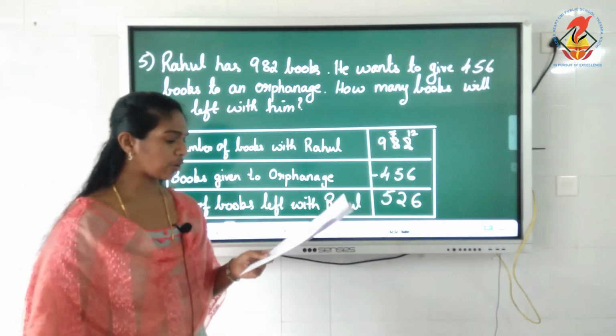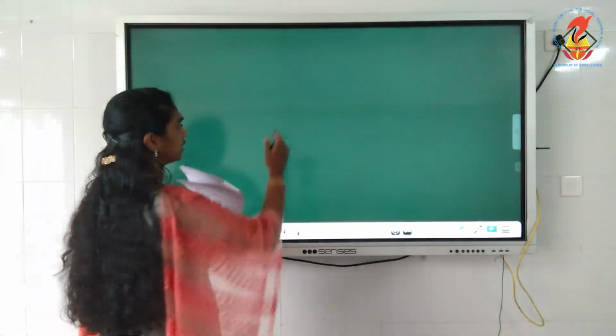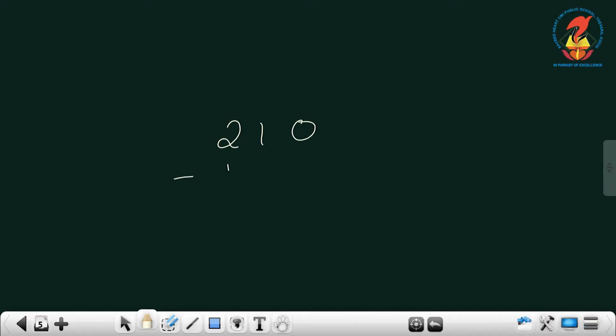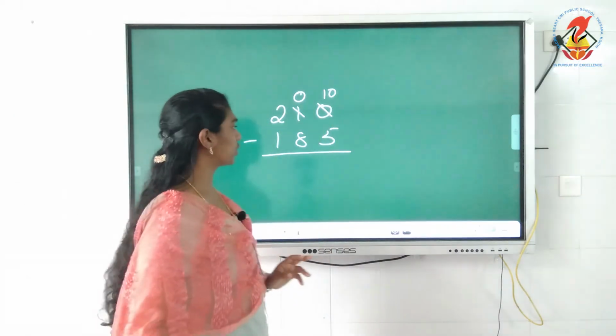Understood, children? Now, in that question, you can see it is 210 minus 185. I'll show you the subtraction, okay, children? See? 0 minus 5. Is it possible? It is not possible. So, you will borrow from 1. When you borrow from 1, it becomes 0. And here, the 0 becomes 10. Now, what is 10 minus 5? Take 10 minus 5, you have 5. So, you get 5 here.